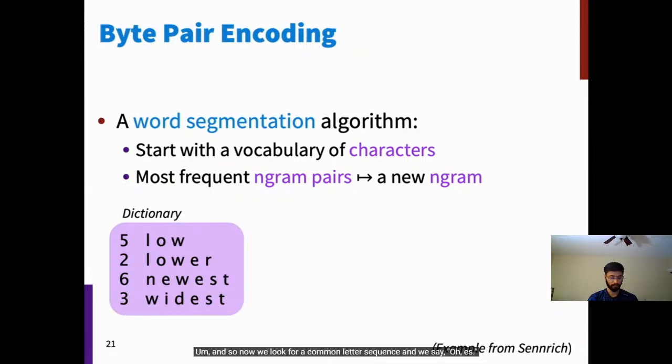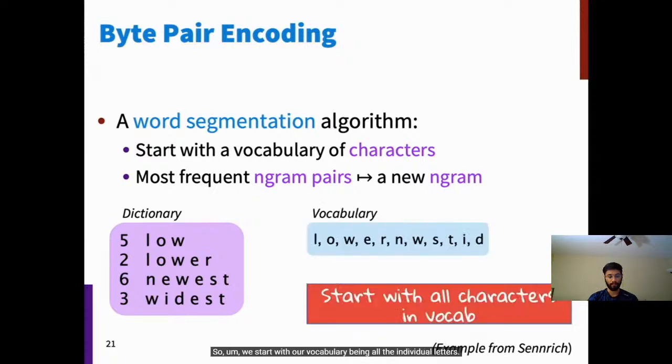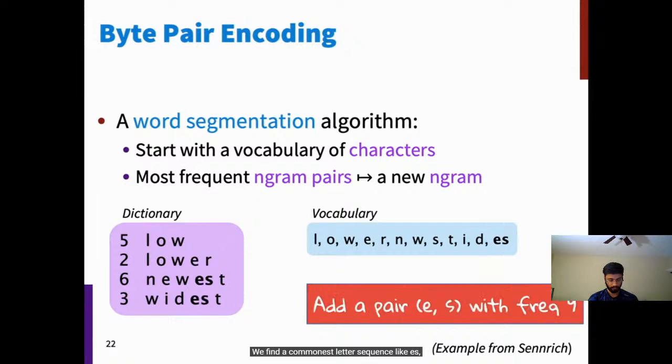And so now we look for a common letter sequence and we say, oh, ES, that occurs 9 times in this data because we have the counts for the words on the left side. So we start with our vocabulary being all the individual letters. We find a commonest letter sequence like ES, and so we say, let's clump that together and make that a new thing in our vocabulary. So now we've got an extra thing in our vocabulary.